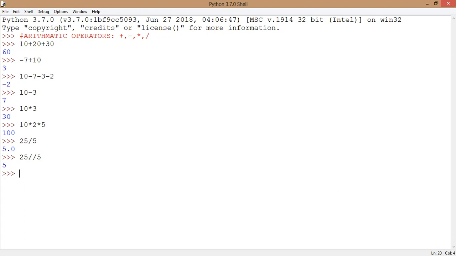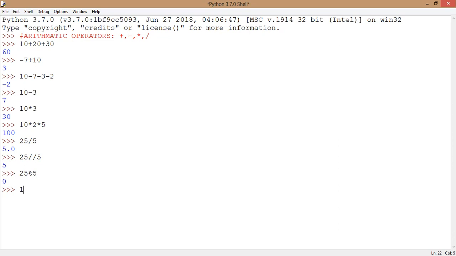Now guys, if you divide two numbers, you get the quotient and remainder. Forward slash will always give you the quotient. What if you want the remainder of two numbers? You have to simply write the modulus sign, that is the percentage sign, in between the numbers. Now here 25 is completely divisible by 5, right? So the remainder will be 0.